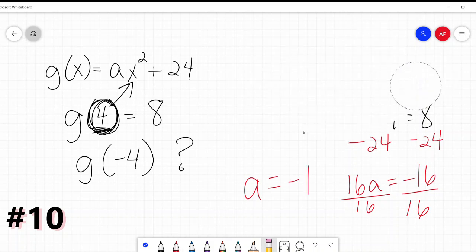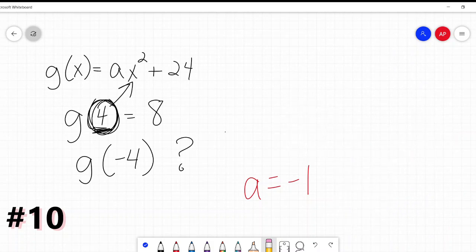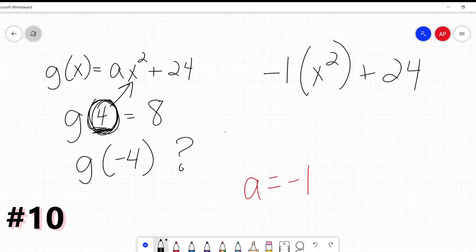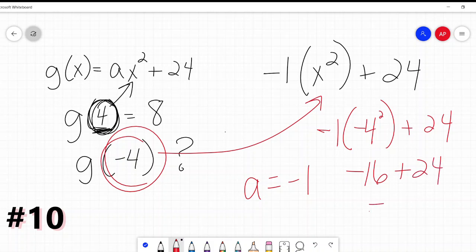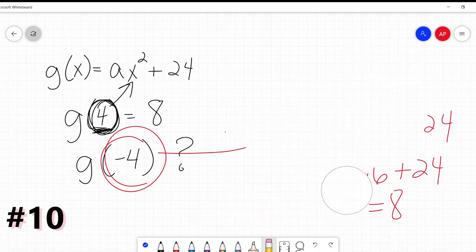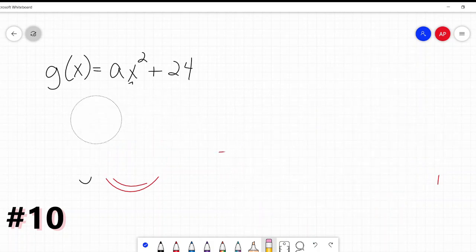A equals negative 1. I'm going to erase this to give me a little room. Now I can plug that in. Negative 1 times x squared, I'll write it like that so it's a little clearer, plus 24. Now it's saying what is g of negative 4? So I'm going to plug negative 4 in there. Negative 1 times negative 4 squared plus 24. Negative 4 squared is 16 times negative 1 is negative 16 plus 24 equals 8. 8 is my answer.